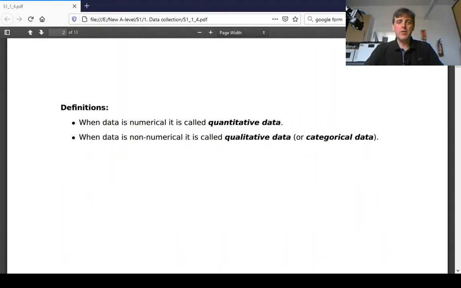So here we go then. Here's our first couple of definitions to know. When data is numerical, it's known as quantitative data. And when data is non-numerical, it's called qualitative data. Some textbooks call it categorical data, but I'm going to call it qualitative data.